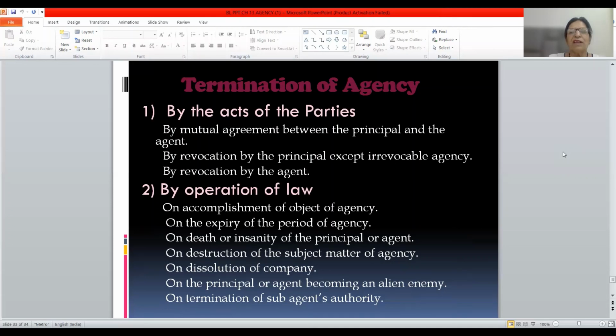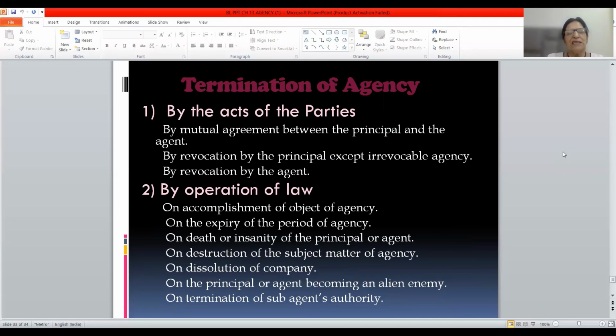And apart from this, contract of agency also comes to an end by operation of law. It is a law which operates and puts an end to the contract of agency. And a number of cases are there where the law operates and terminates the contract of agency. When the objective is over, the period is over. Agent was appointed for 5 years period and 5 years period is over. Agent was appointed to buy house and the house has been bought. The principal dies or the agent dies. Principal becomes of unsound mind or the agent becomes of unsound mind.